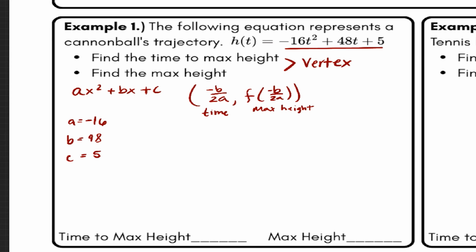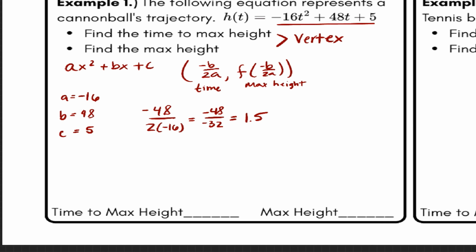Great. So now we're just going to plug in. We get negative 48 divided by 2 times negative 16. We get negative 48 divided by negative 32. So that's 1.5, positive 1.5. So this cannonball will reach its maximum height at 1.5 seconds.